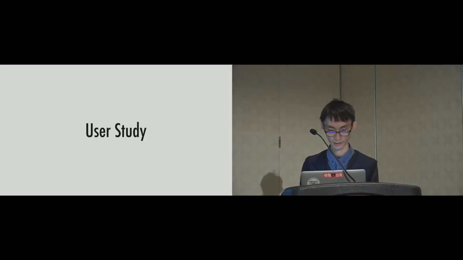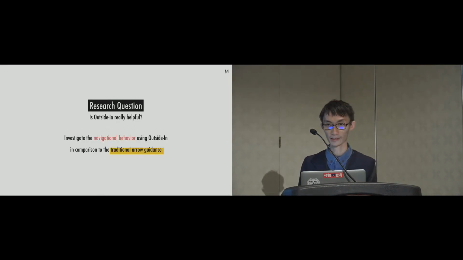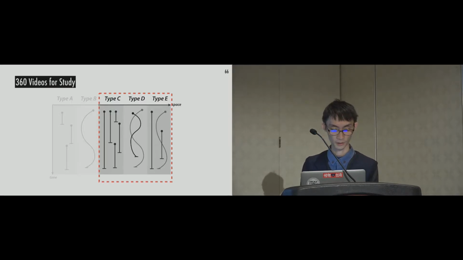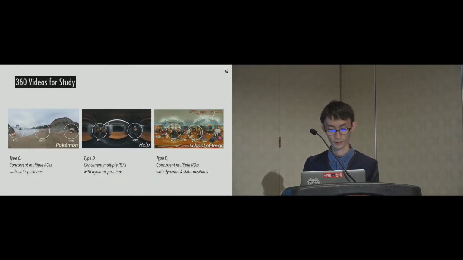Next is the user study. We want to know if the technique is helpful, so we investigate the behavior of using outside-in in comparison to the traditional arrow-based guidance. For the 360 videos used in the study, we categorize them into 6 types based on their number of regions of interest and their motion. Single region of interest cases are disregarded since the search problem is more severe in multiple regions of interest scenarios. In the end, we choose 3 representative videos from YouTube.